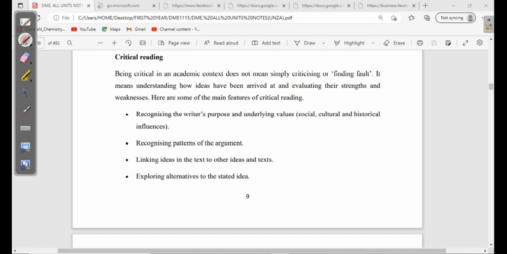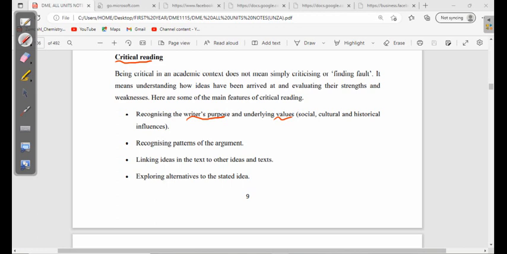So, some things that you look at when you are talking about critical reading. You need to recognize the writer's purpose and underlying values, that is, social, cultural, and historical influence. So why did the writer write this passage? That is the purpose of the writer. Some might have written it just to win for political purposes, others might have written it just to gain fame. So you need to look at why the writer wrote this passage. That is a critical reader.